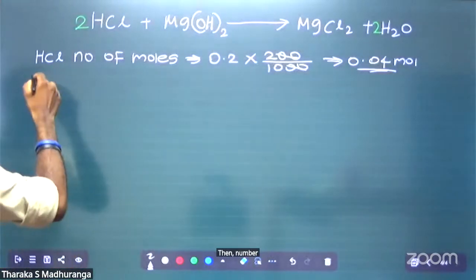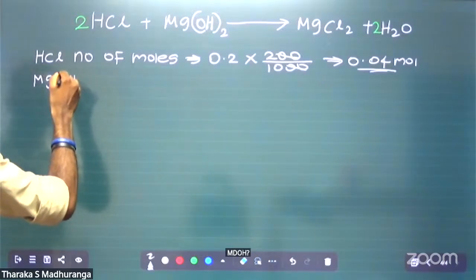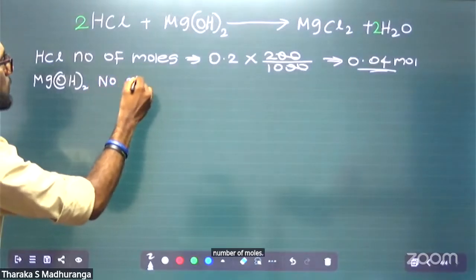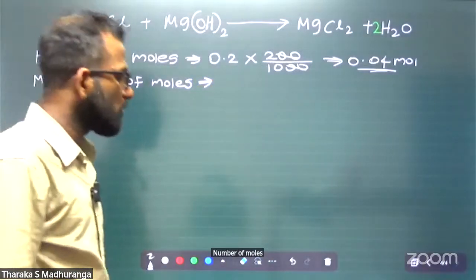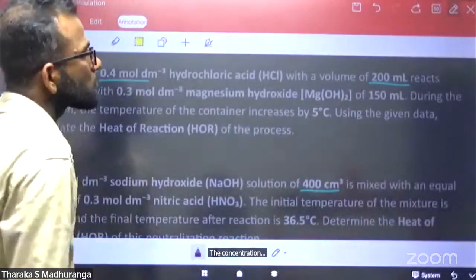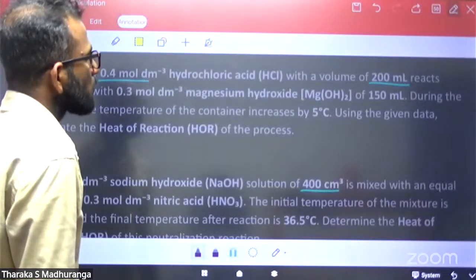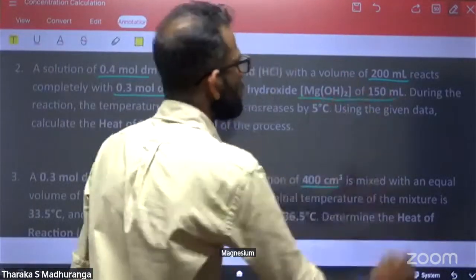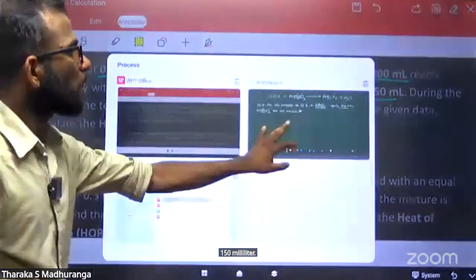Then the number of magnesium hydroxide moles added. What is the concentration and volume? The concentration of magnesium hydroxide is 0.3. Magnesium hydroxide volume is 150 milliliters.